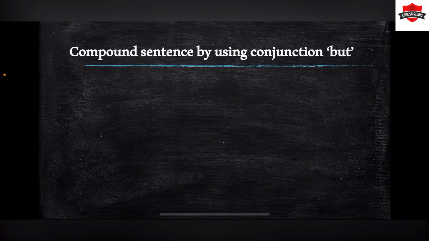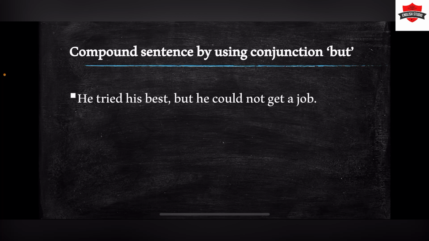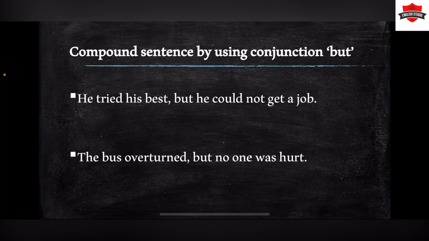Next is by using conjunction but. He tried his best, but he could not get a job. The conjunction but is used to show contrast in a sentence. The second clause suggests a contrast that is unexpected in the light of the first sentence, such as in another example, the bus overturned but no one was hurt.